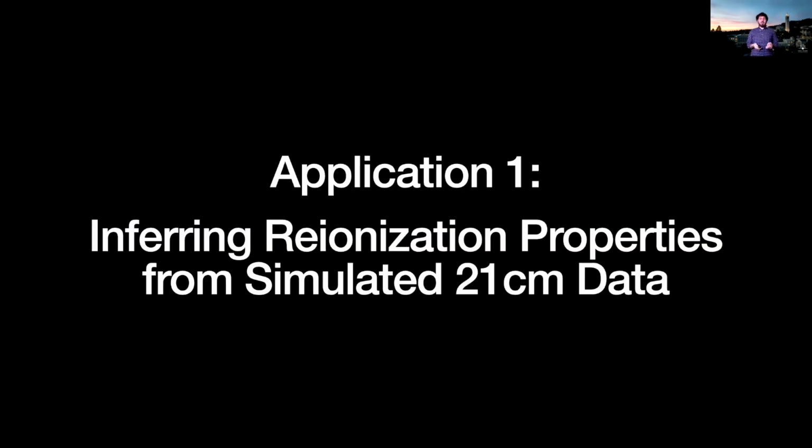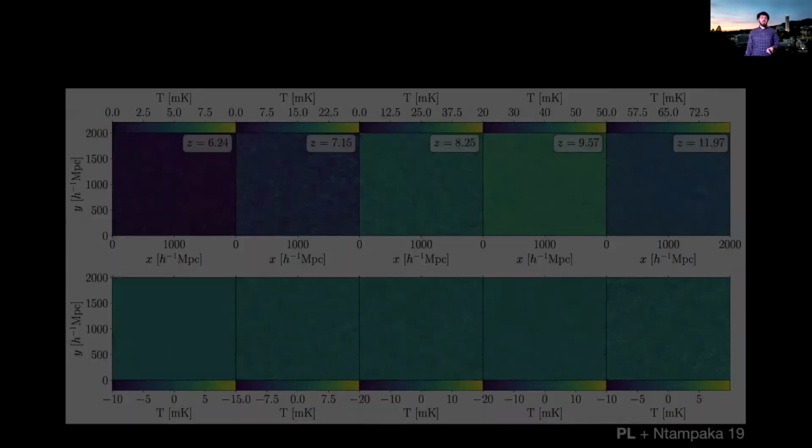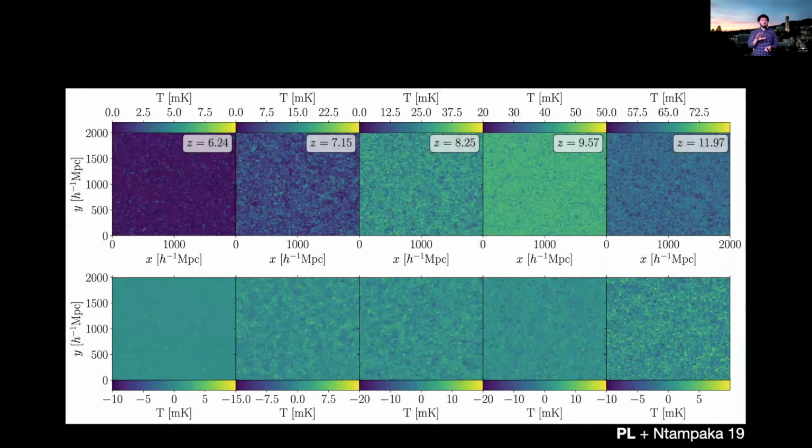Now I'm going to talk about some specific examples of machine learning projects I've been working on. First, I'm going to start with inferring reionization properties from simulated data. Again, this is making the connection between some of these reionization properties: are we able to recover information about reionization just from input images?